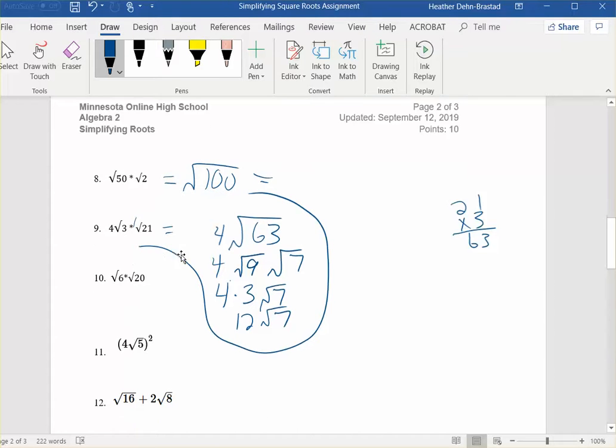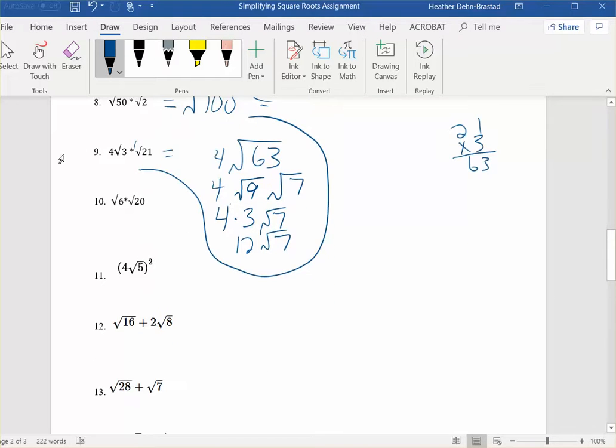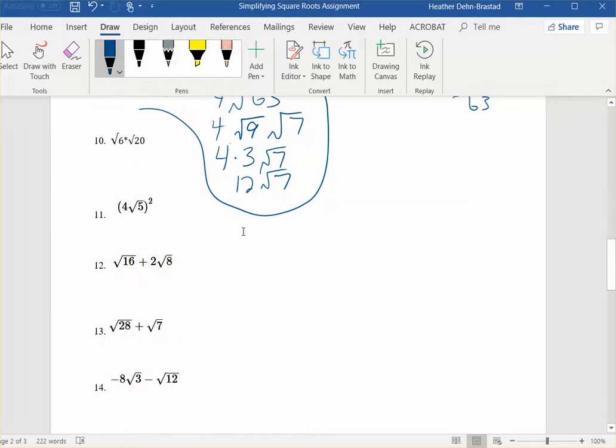So sometimes you will have a number in the front, but that does not get combined with the things on the inside. Number 11 is exactly the same as if you just had 4 square root of 5 times 4 square root of 5. So it's just like the last problem we did, except you'll multiply the 4 times 4, so you'll have 16, and then you'll have times the square root of 25. This one will not have a square root in the answer, because the square root of 5 times the square root of 5 is just going to be 5. So your answer will be whatever 4 times 4 is times 5.